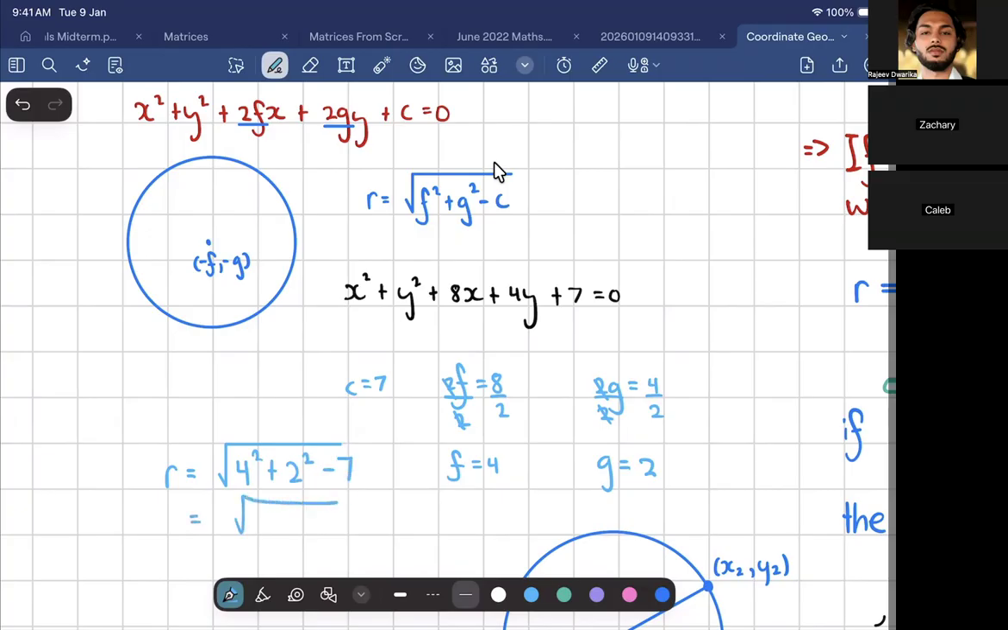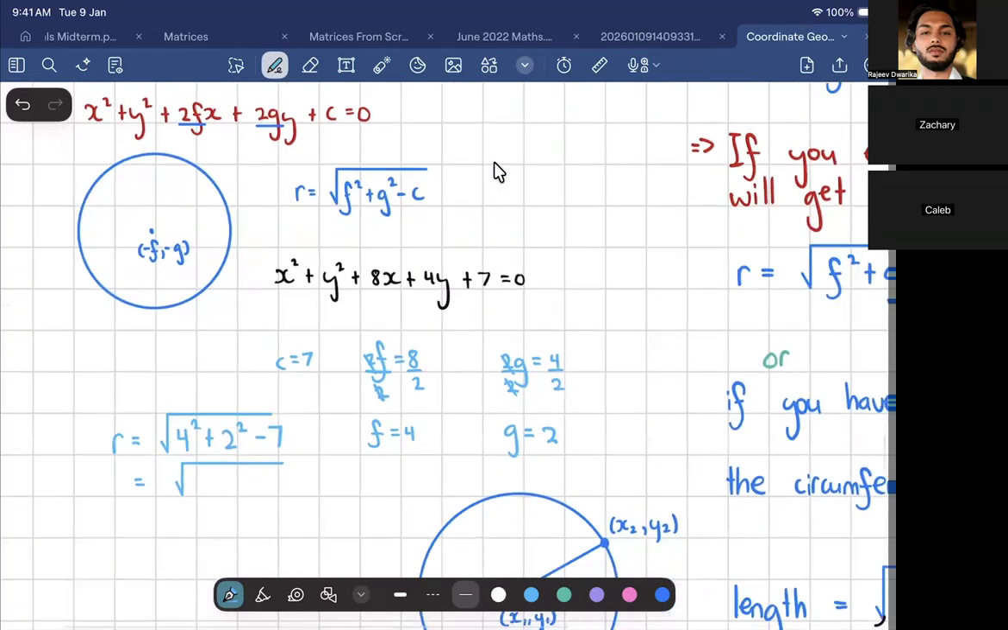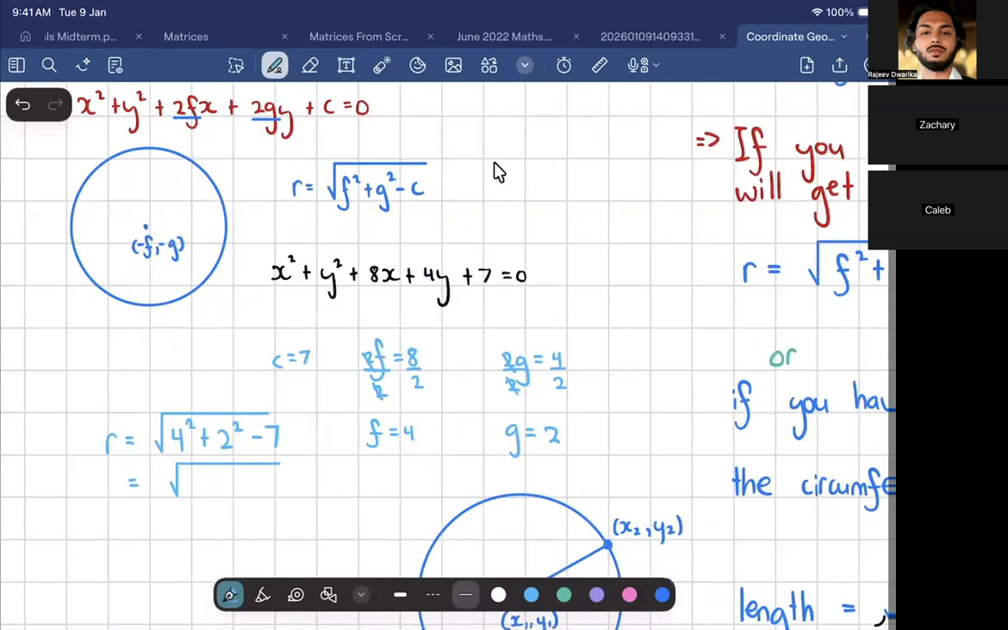What are we equal to? So that is 16 plus 4, which is 20. 20 minus 7 is 13. So the square root of 13.